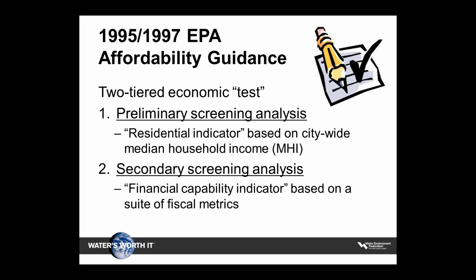In these guidance documents, again, this came up earlier, Adrienne talked about these, there's a two-tiered economic test. There's a preliminary screening analysis, known as the residential indicator, and basically this is that 2% rule we all hear about. It is the average citywide wastewater bill per household greater than 2% of median household income. And then there's a secondary screening analysis, looking more broadly at the utility and the municipality, and the financial capability indicator based on a suite of fiscal metrics.